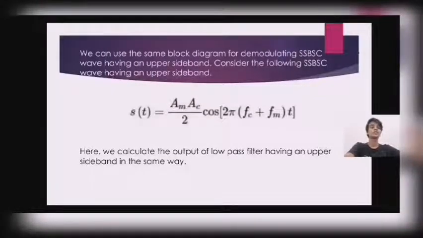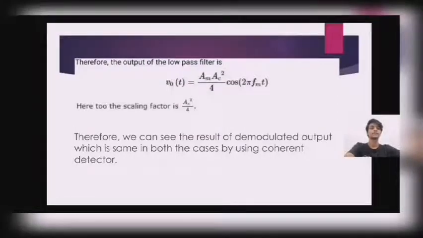Similarly, we can do this for the upper sideband. What we did before was for the lower sideband, and now we will do it for the upper sideband. The only difference is that in s(t), the SSB-SC wave equation, the carrier wave frequency and the message wave frequency get added, whereas previously they were subtracted. With the same process we calculate the output and find this.